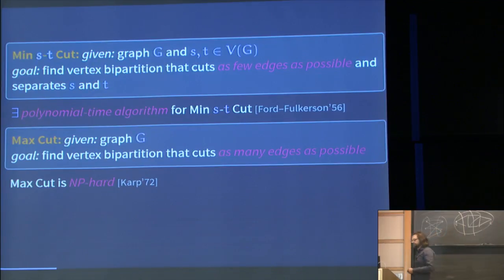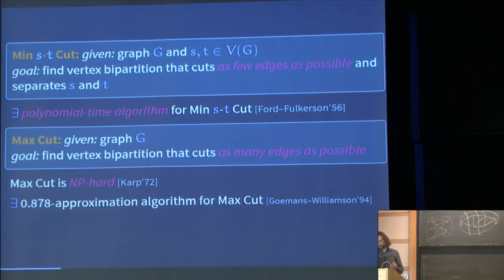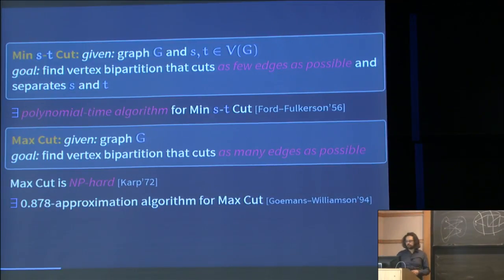So there's this stark difference between these two problems, even though syntactically they were similar. And it turns out that the polynomial time algorithm with the best known guarantees for max cut is an algorithm due to Goemans and Williamson. The algorithm has the property that for any given graph, in polynomial time, it can find a bipartition of the vertices that cuts at least 0.878 times as many edges as the best possible bipartition.